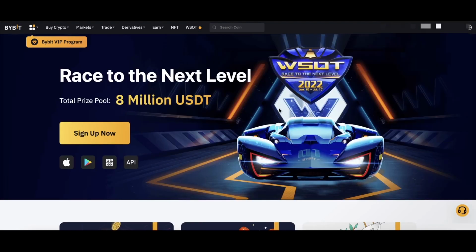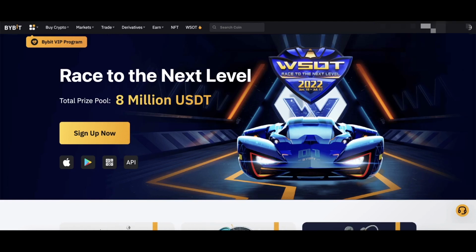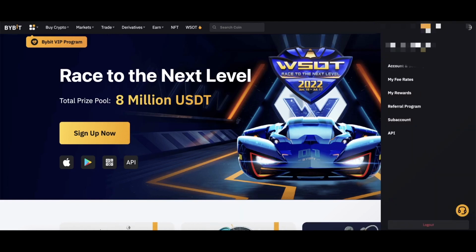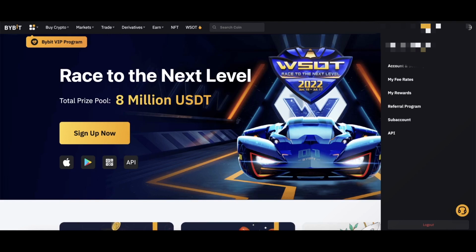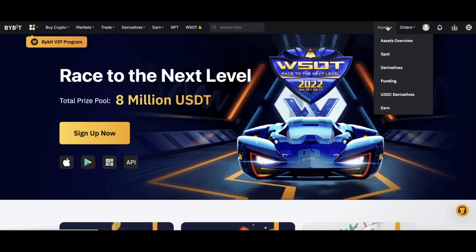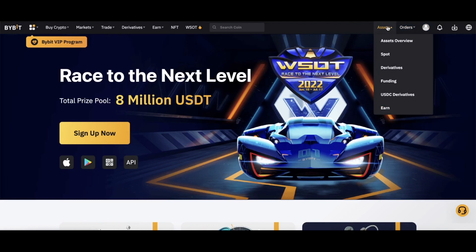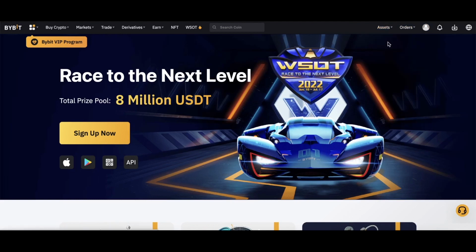When you have logged in to your account, you can go here at the right side to your overview. There you can see your user ID, your email address, and also all the settings that you need for changing some information. Then you can also go to the assets. At the assets you find your overview of what assets you have. We can go here to the assets overview.